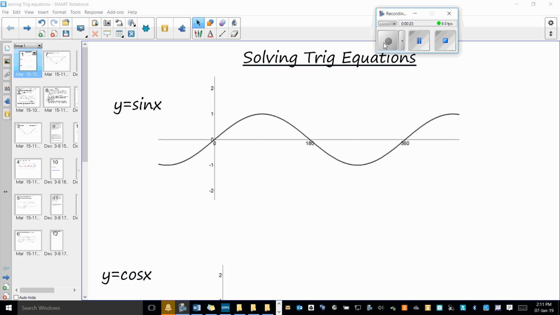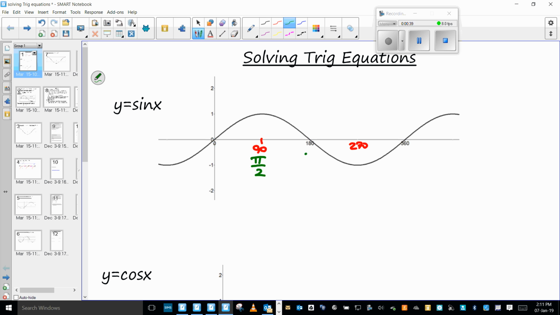We need to remember the sine. This will be 90, 180, 270, 360. Now we also need to remember the radian version. So what would this be in radians? Pi over 2, pi, 3 pi over 2, 2 pi. Okay, so they are the numbers that you need to remember. 90, 180, 270, 360, and then pi over 2, pi, 3 pi over 2, 2 pi.